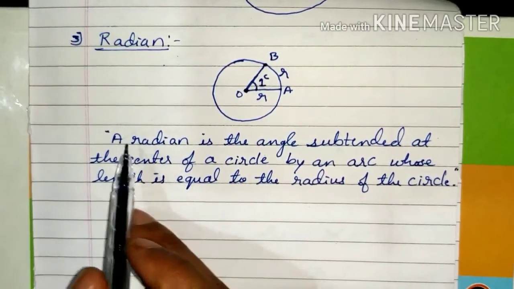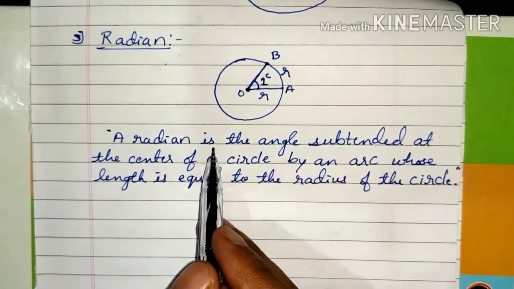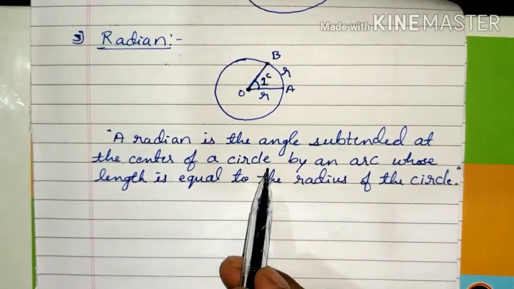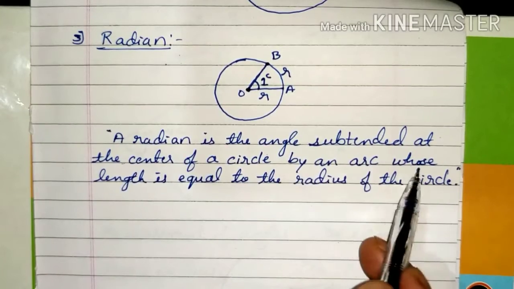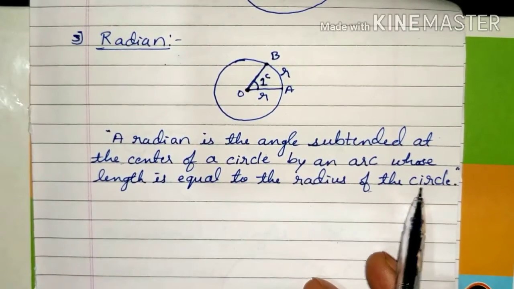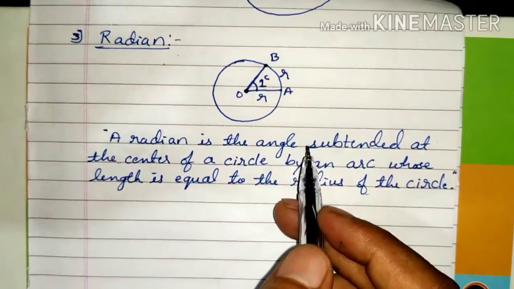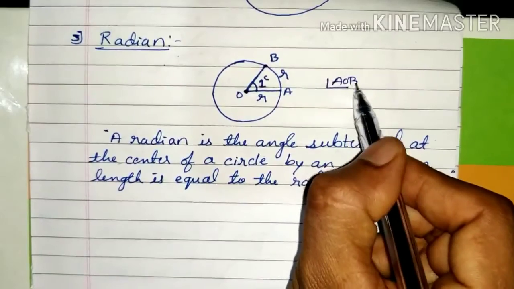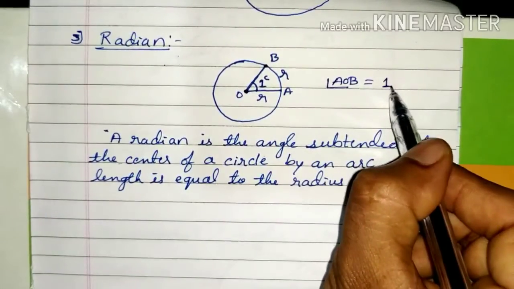You can write this definition: a radian is the angle subtended at the center of a circle by an arc whose length is equal to the radius of the circle. So that is, angle AOB is equal to 1 radian.